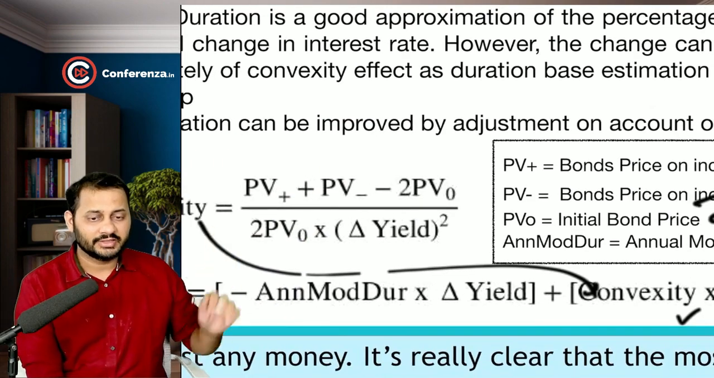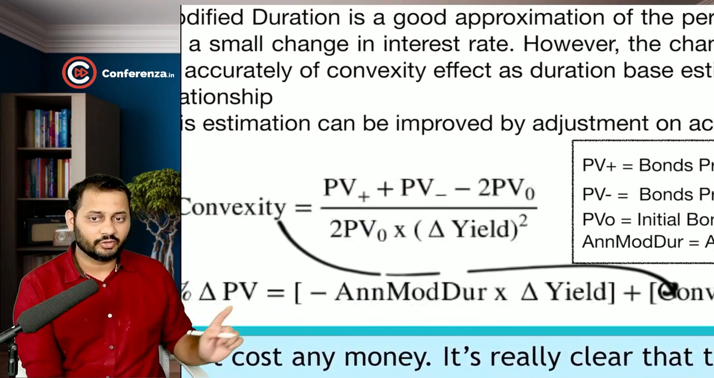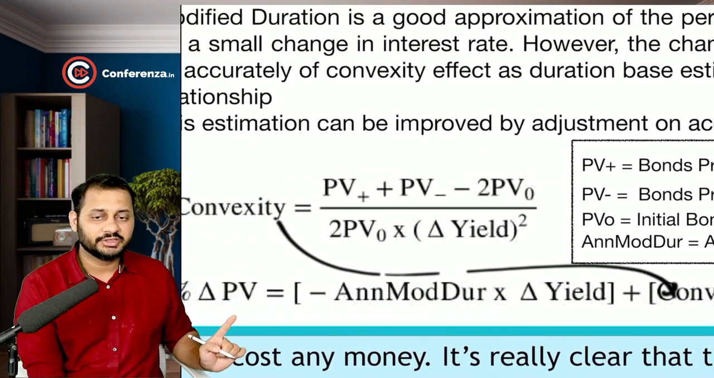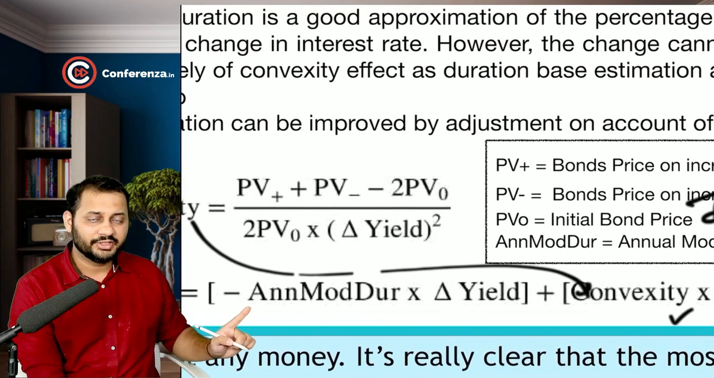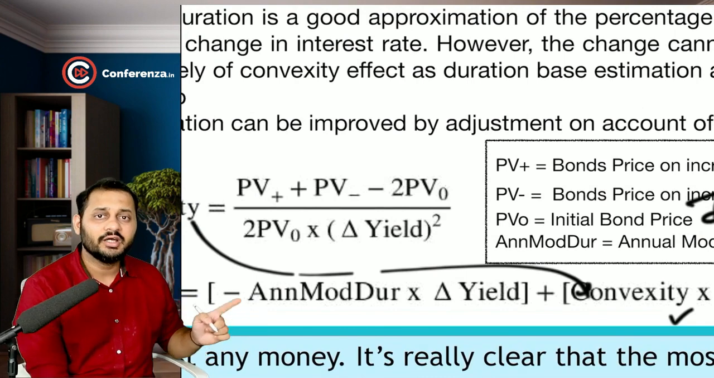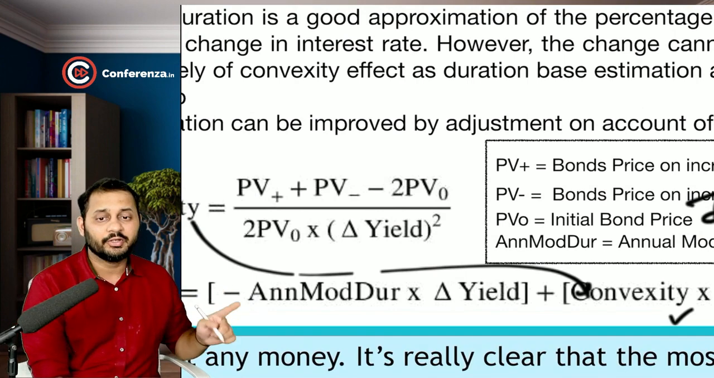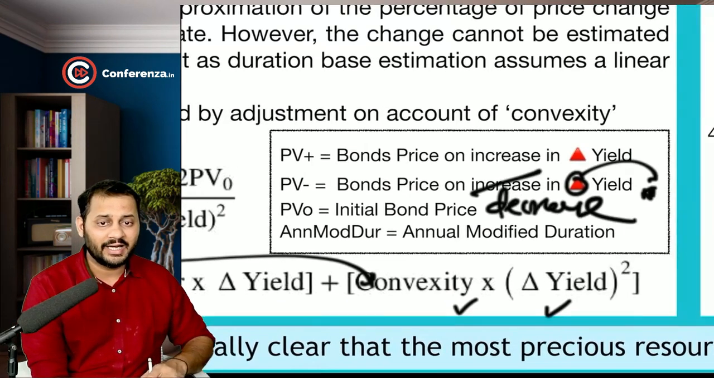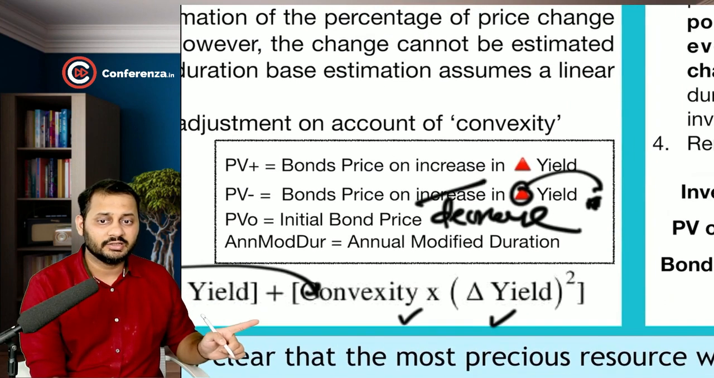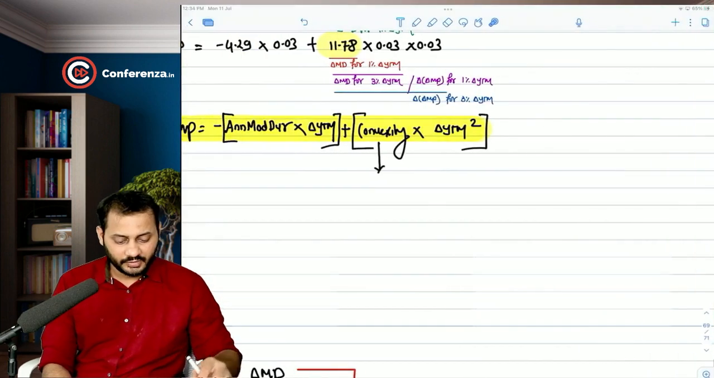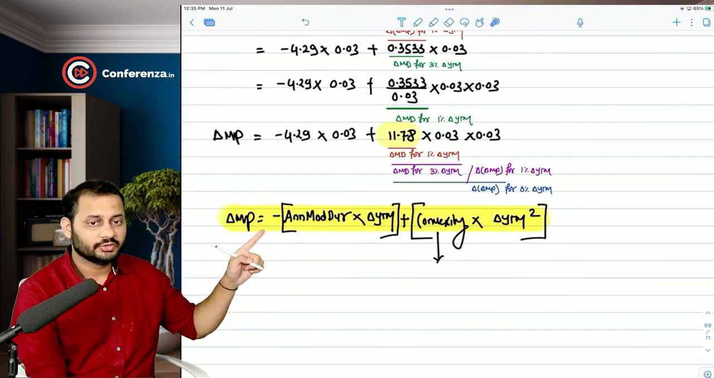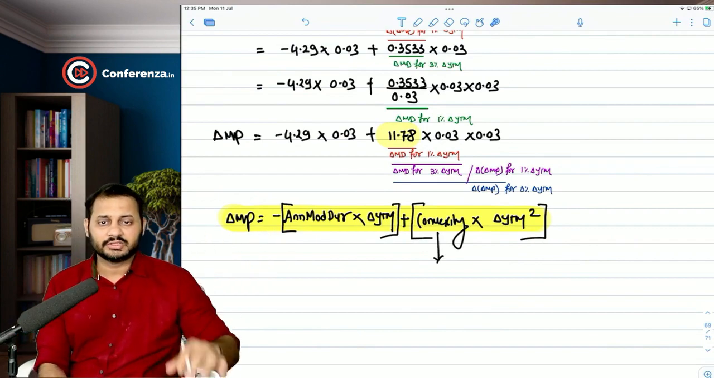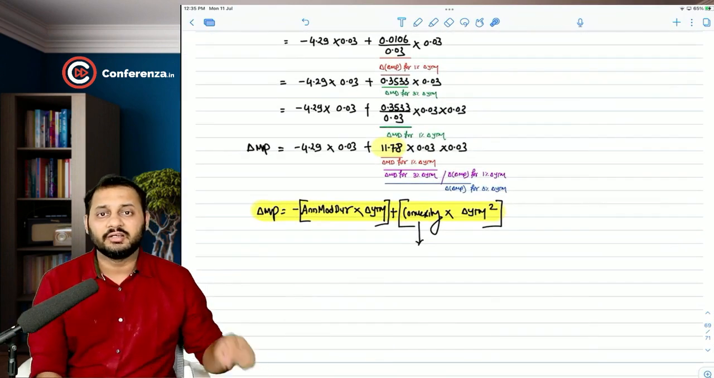Okay. This convexity once calculated will be kept in this formula of the percentage change in present value. So understand this first part: annual modified duration into change in yield. This will give you the inaccurate answer. And because of this part only, we had to adjust it later on. Adjust means plus convexity into change in yield square. Remember this? Annual modified duration into change in YTM plus convexity into change in YTM square. So this is the entire scenario and the derivation.